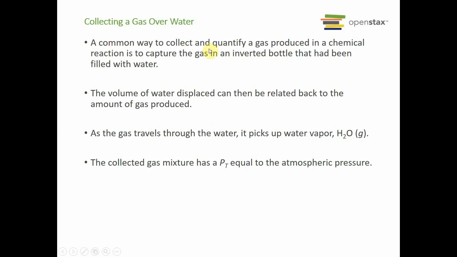A common way to collect and quantify a gas produced in a chemical reaction is to capture the gas in an inverted bottle that has been filled with water. The volume of gas displaced can then be related back to the amount of gas produced. As the gas travels through the water, it picks up water vapor, H2O gas. The collected gas mixture has a total pressure equal to the atmospheric pressure.